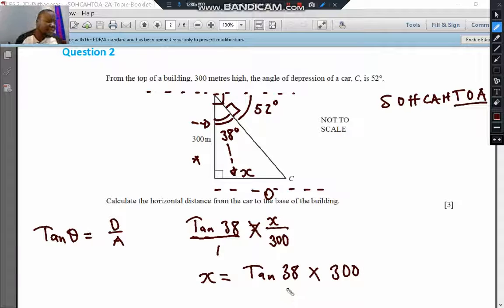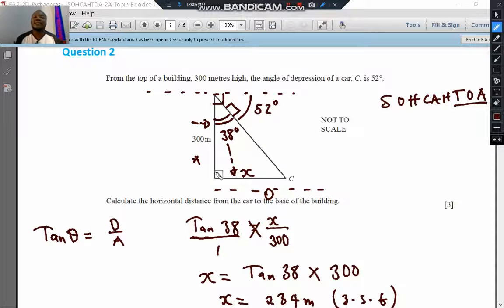So if you do that nicely on your calculator and give your answer to three significant figures, you would find that x, which is the horizontal distance, would be equal to 234 meters. This is to three significant figures. I'm not going to go into details, putting in the decimal points and everything.